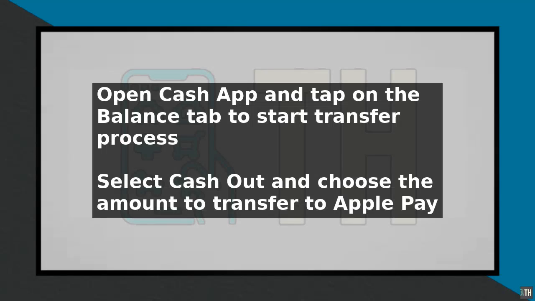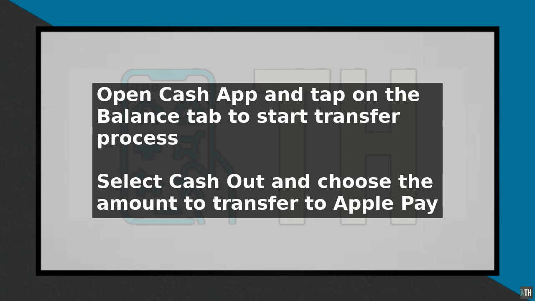To cash out from Cash App to Apple Pay, you need to have both apps installed on your device and be familiar with their basic functions. First, open the Cash App and tap on the Balance tab. Then select Cash Out and choose the amount you want to transfer.